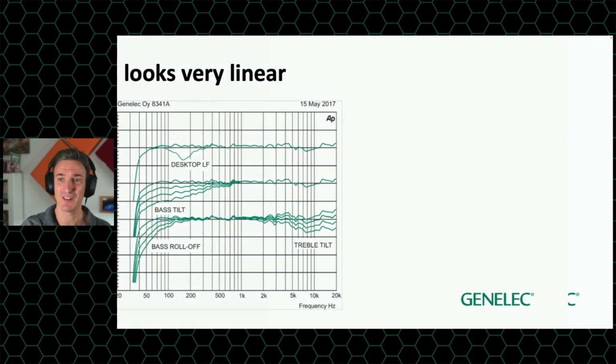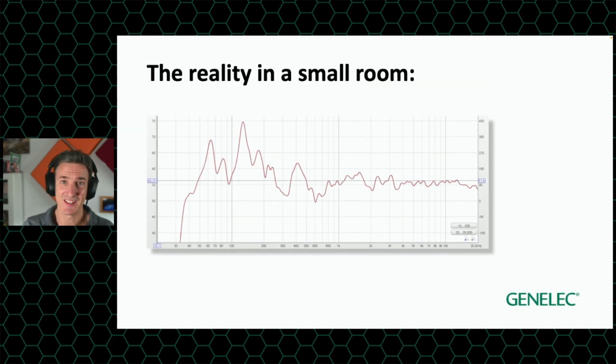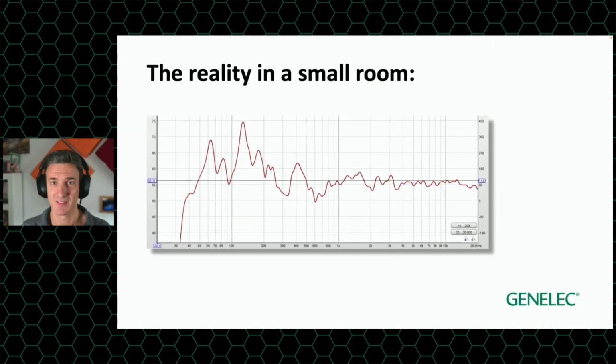And now I switch over to the reality somehow, because this is the same speaker. This is also an 8341 in my small room I'm sitting in right now. And as you can see, we still have a good linearity in the upper mids and in the high frequencies, but we are far away from being linear in the bass range. So there are huge peaks here. For example, this giant, giant summit at around 120 hertz.